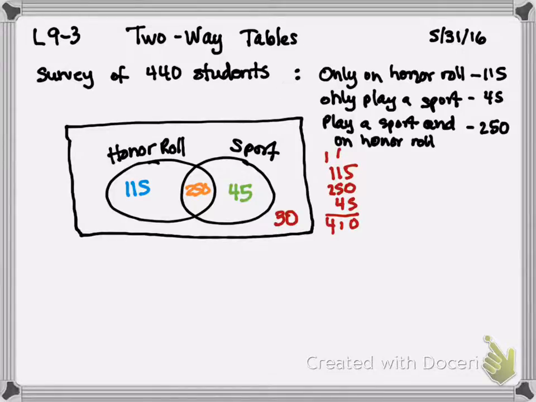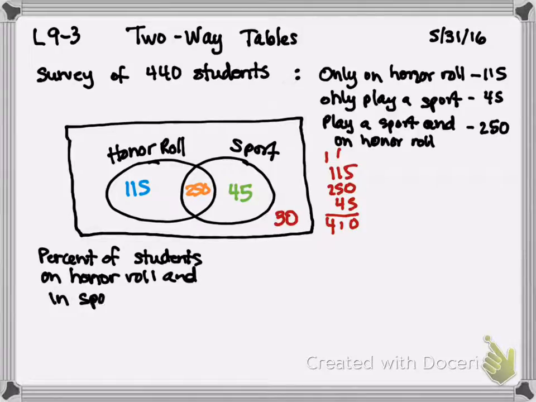So what we want to do is to figure out what percent of the students were in that overlap section who did both honor roll and a sport. So if we wanted to figure out the percent of students on honor roll and in sports, we would create a ratio, and that ratio would be the number of students that were in both of them, that was the 250, and we would divide it by the number of students that were asked to answer the questions in the survey, and that would be that 440.